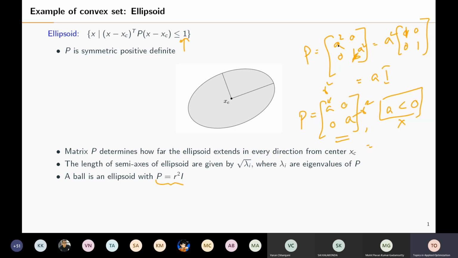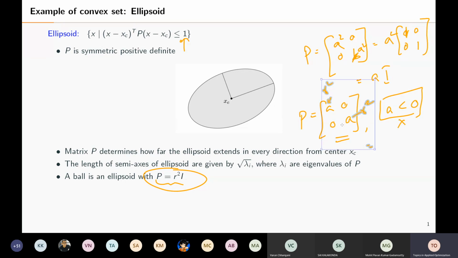So in case the 1,1 and 2,2 entries are equal, and the off-diagonal entries are 0, what it is trying to say is this: P is R squared times the identity, and that it becomes a ball. Okay, so we call it a ball.